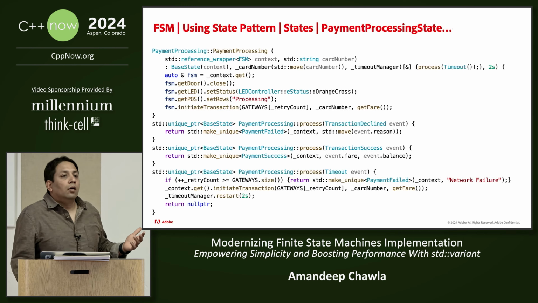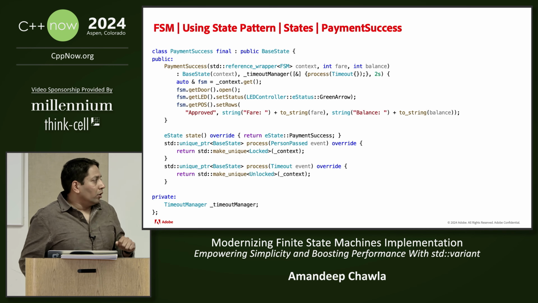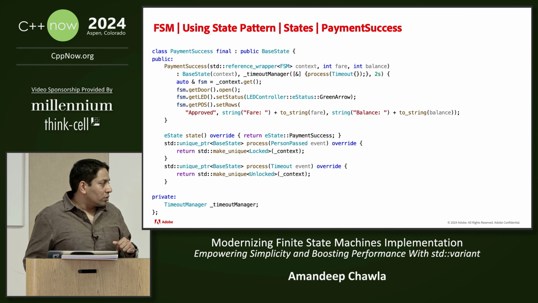Payment success, same way. It sets the 3 rows of the POS to the right state, like what is approved, this much was the fare, and this much is the balance. And also initiates the timer, and then on the timeout event, it moves to the unlock state.